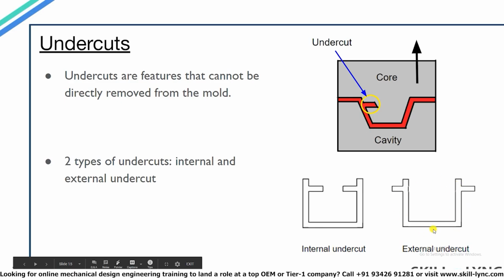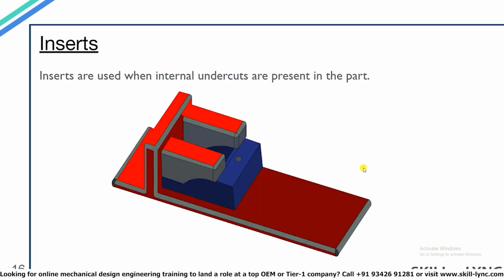To deal with external undercuts, we use sliders. There is a separate topic where I will explain how sliders work. To deal with internal undercuts, we can use inserts, which I will explain in the next slide. So the diagram which you see here shows an insert and a part. The blue portion is the insert and the red region is the plastic component.